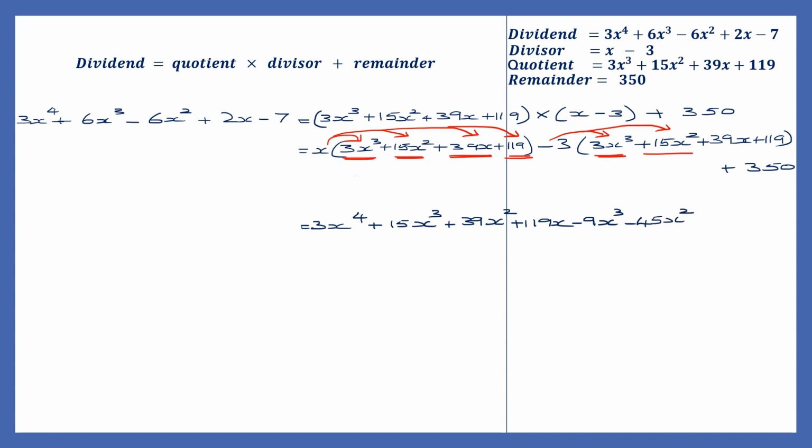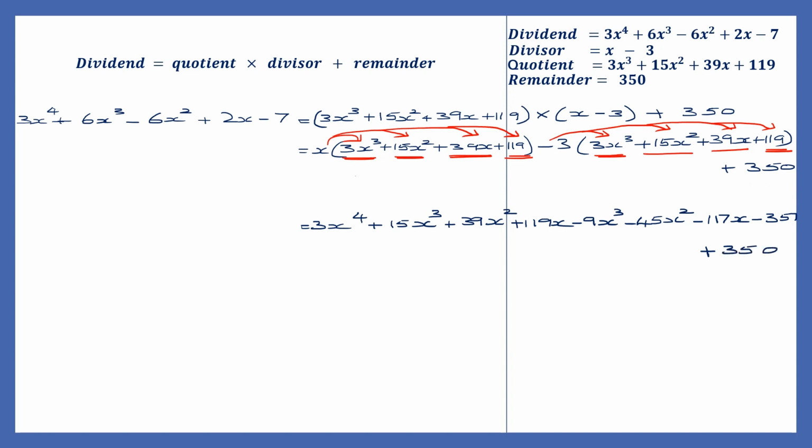Then we multiply minus 3 into 39x. So the sign is minus. Minus 3 into 39 is 117, and that is x there. Then we multiply minus 3 into the last one which is plus 119. So that is minus 357. So we finished the multiplication. Now we need to add this 350 also here. So let's write that plus 350.